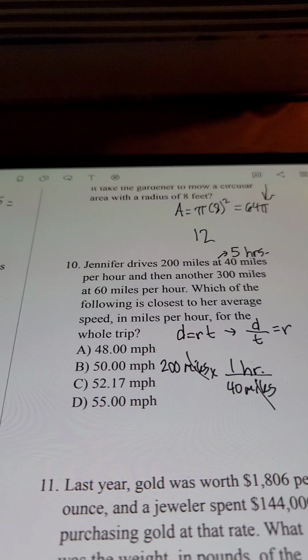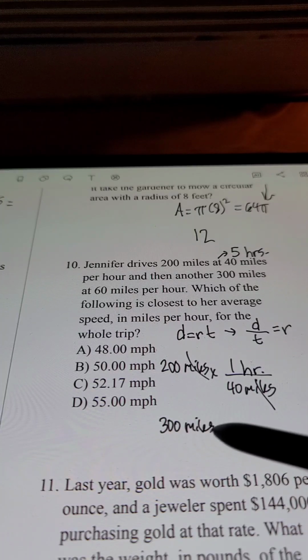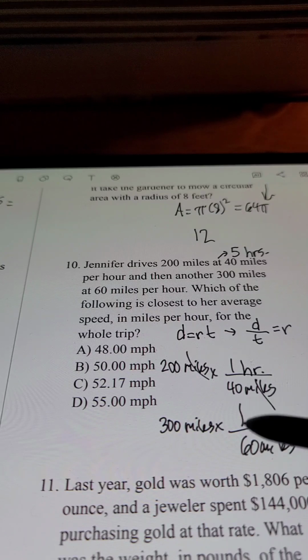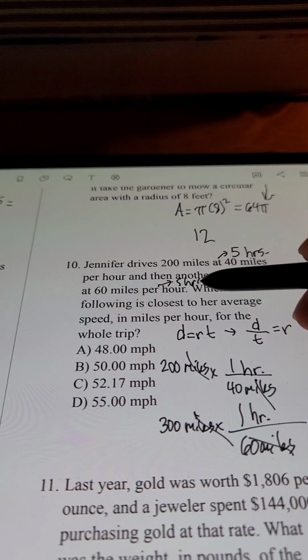So now let's do the same thing for the second part of the situation, 300 miles at 60 miles per hour. So 300 miles times, and then it's going to be 60 miles every 1 hour. Miles and miles cancel out. So then here, if we do 300 divided by 60, we're going to get 5. So there's also 5 hours in this situation.